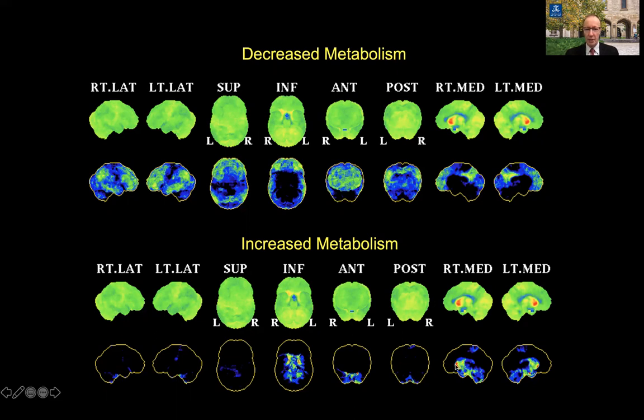You'll notice this down here, bottom row, this is where the striatum is located. You have the caudate nucleus and the putamen. They tend to curve around a bit like this. And this is showing us the medial temporal lobes.